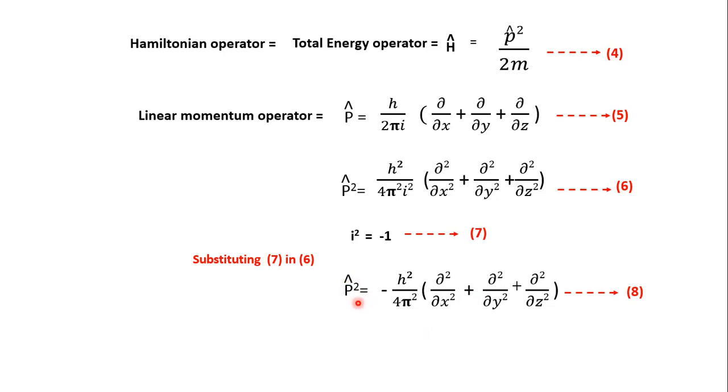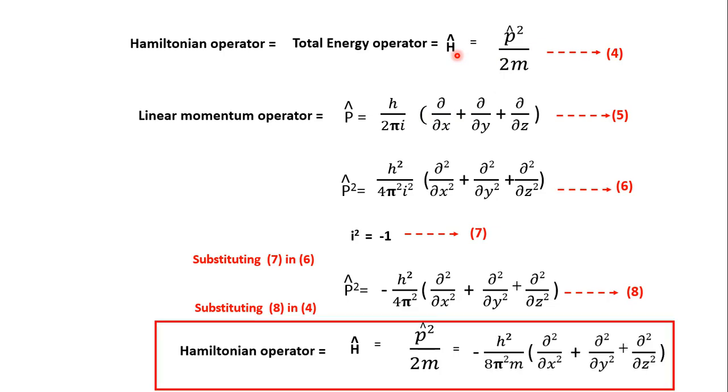Substituting this value of p hat square in the expression for the Hamiltonian operator, we will get the value of the Hamiltonian operator equal to minus h square by 8 pi square m times dou square by dou x square plus dou square by dou y square plus dou square by dou z square, and this will be the value of the Hamiltonian operator for the particle in a box in 3 dimensions.